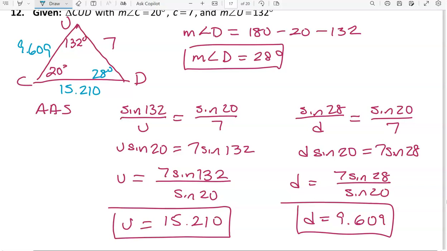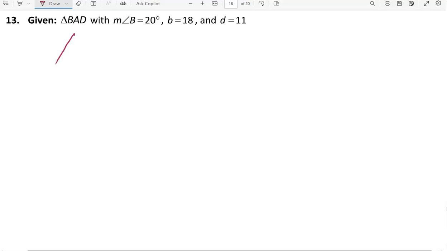And let's make sense of that. That largest angle, 132, is opposite the largest side, 15.210. Smallest angle, 20, is opposite the smallest side, 7. In number 13, this triangle's bad. So, triangle BAD with angle B measuring 20 degrees, the side opposite measuring 18, and the side opposite angle D measuring 11. This is an SSA.